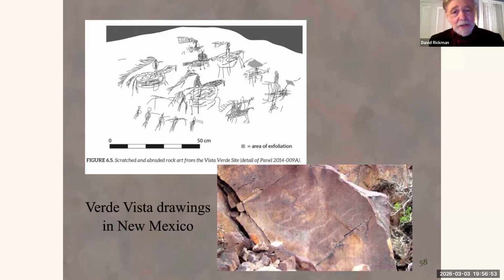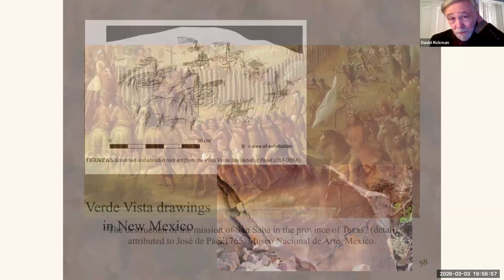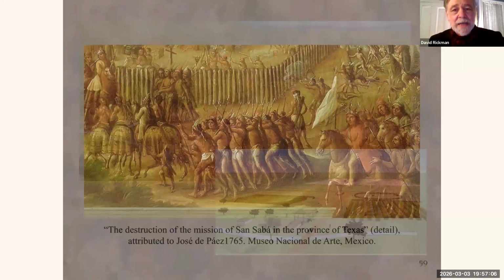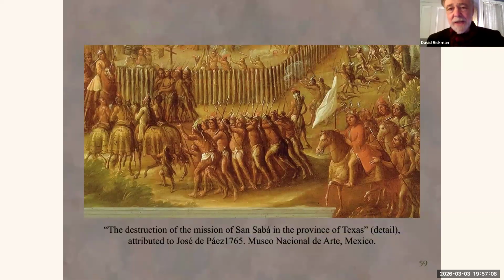However, these shortened bardings are rather reminiscent of a painting that was actually done following the massacre at San Sabah for the brother of one of the priests who died there. Now, this was not done by an eyewitness, but we know that the artist must have worked from eyewitness descriptions.